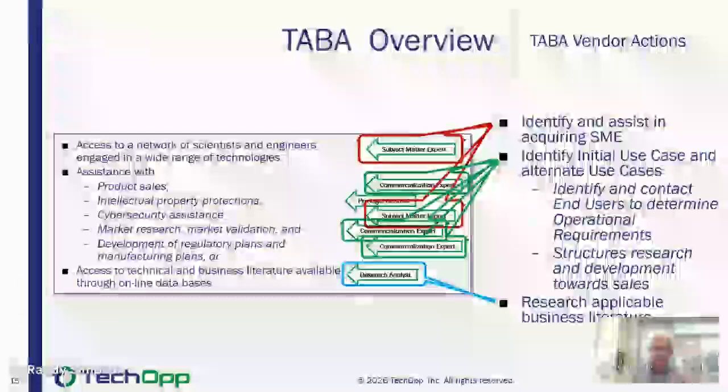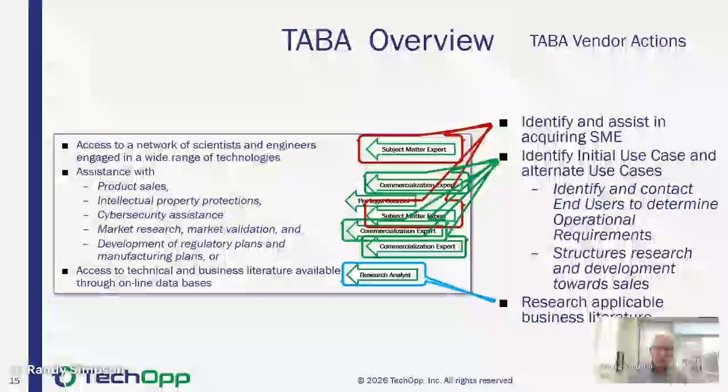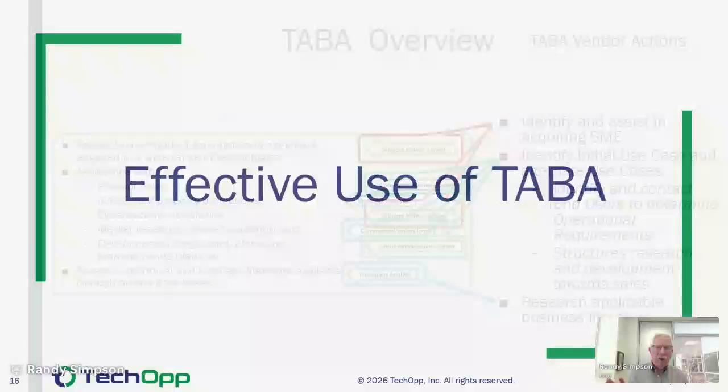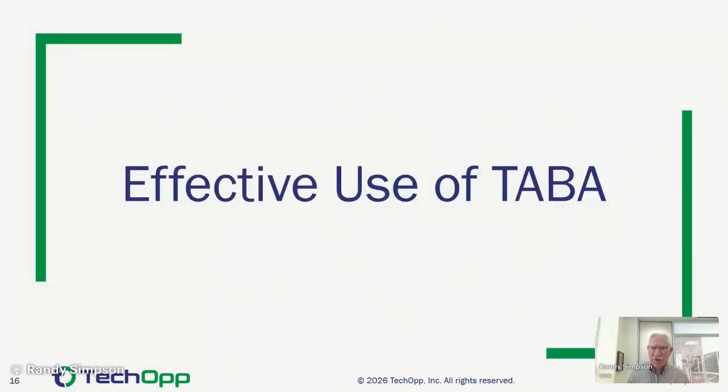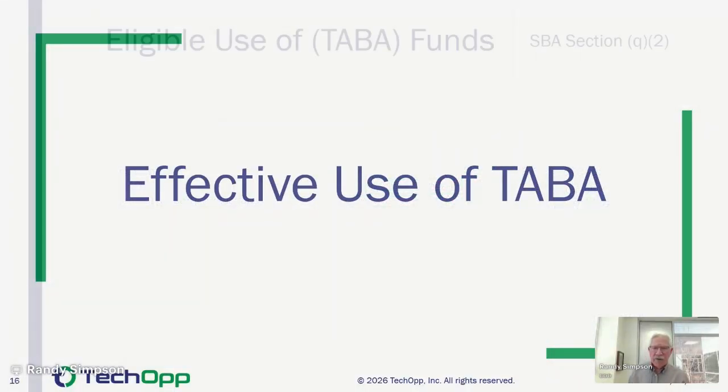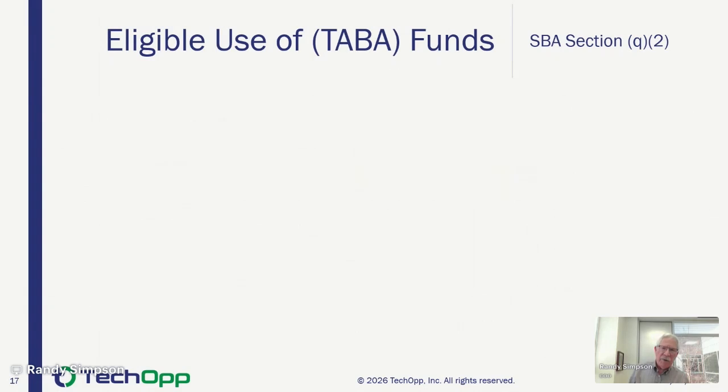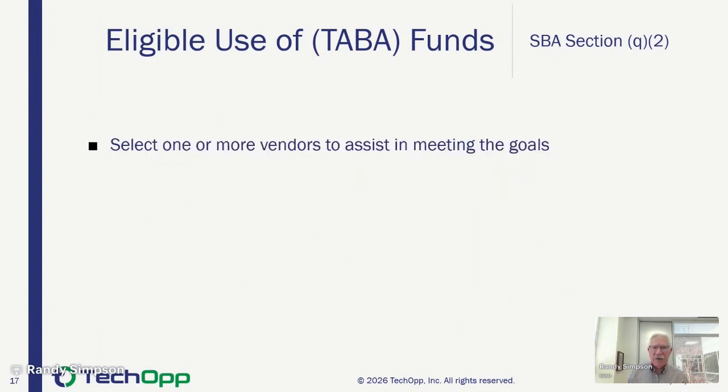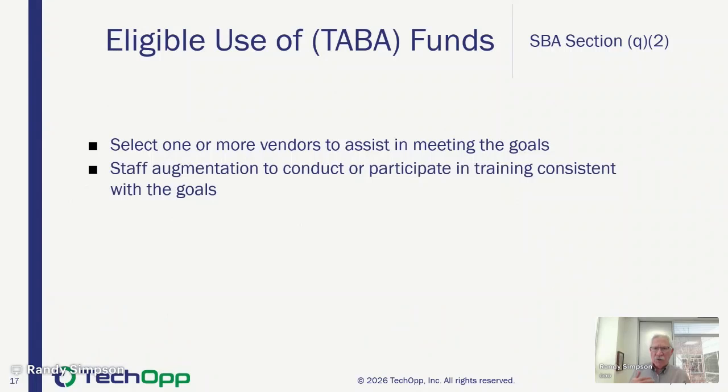And the research analyst, once again, can research applicable business literature. So this is how a TABA vendor can go and apply their expertise to help you. So what is an effective use of TABA, at least in my opinion? Eligible use is defined in the Small Business Act in Section Q2. So select one or more vendors to assist in meeting the goals.